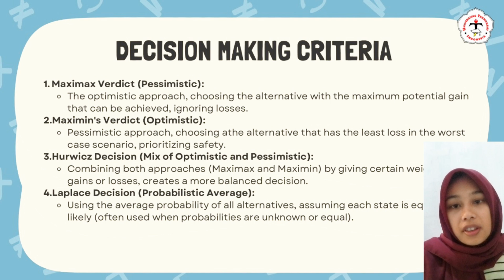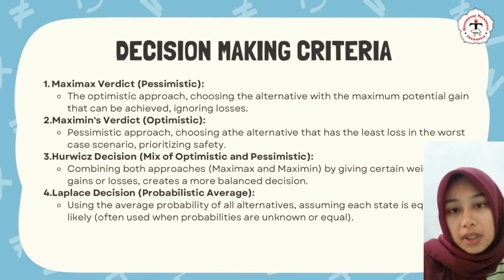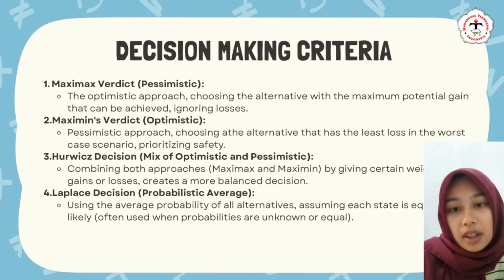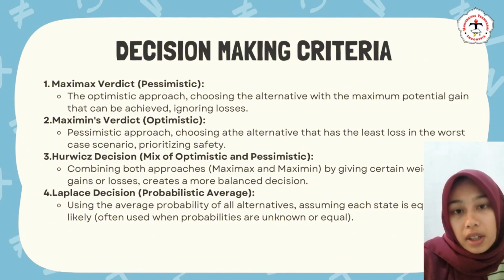Next, decision making criteria. Maximax or optimist approach: choosing an alternative with the maximum potential profit. Maximin or pessimist approach: choosing the alternative with the smallest loss in the worst case, prioritizing safety. Hurwicz decision, a mix of optimism and pessimism. Combination of both maximax and maximin by giving certain weight to gain or loss, creating a more balanced decision.